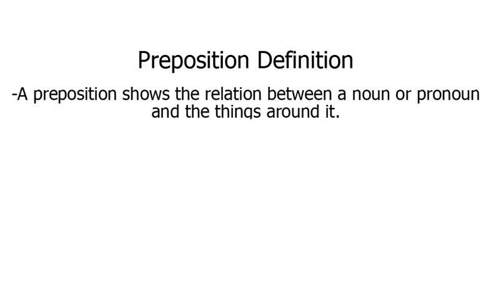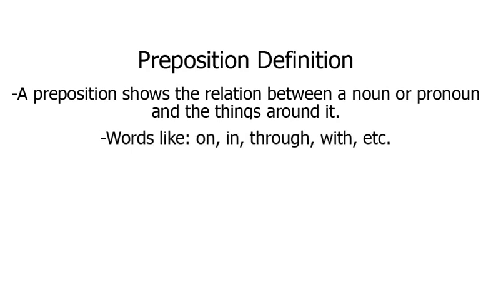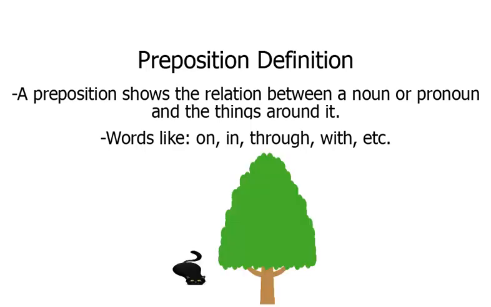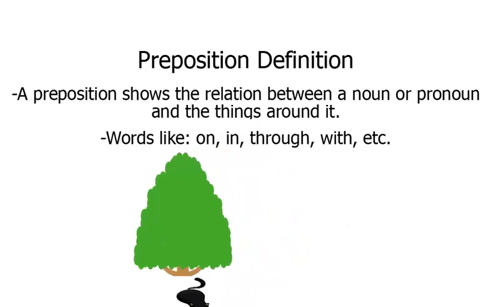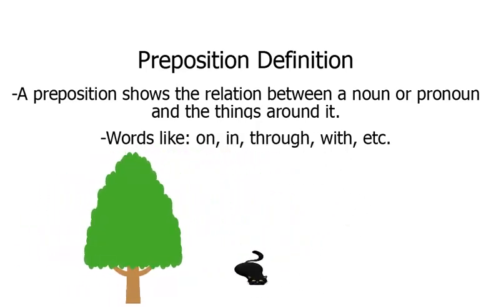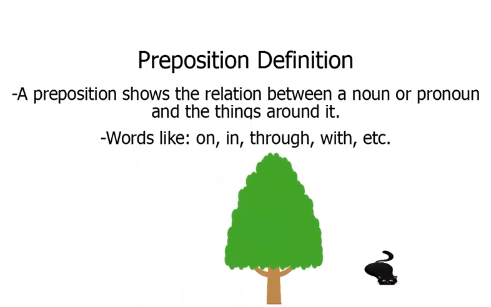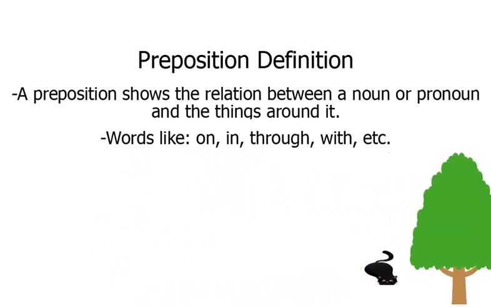A preposition shows the relation between a noun or a pronoun and the things around it. Prepositions are words like on, in, through, with, and etc. The classic example is a cat in a tree. Any word that you can think of for how the cat can interact with the tree is going to be a preposition. The cat can be on the tree, above the tree, can go through the tree, around the tree, and so on. You might see the cat with the tree or without the tree, or you might see the cat before the tree or after the tree. You get the idea.